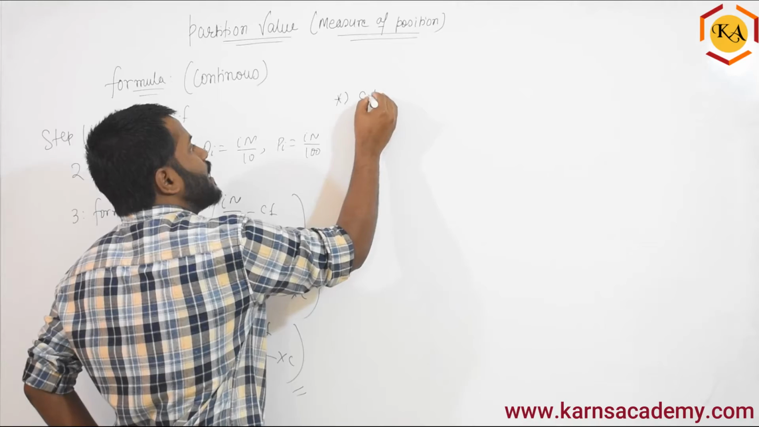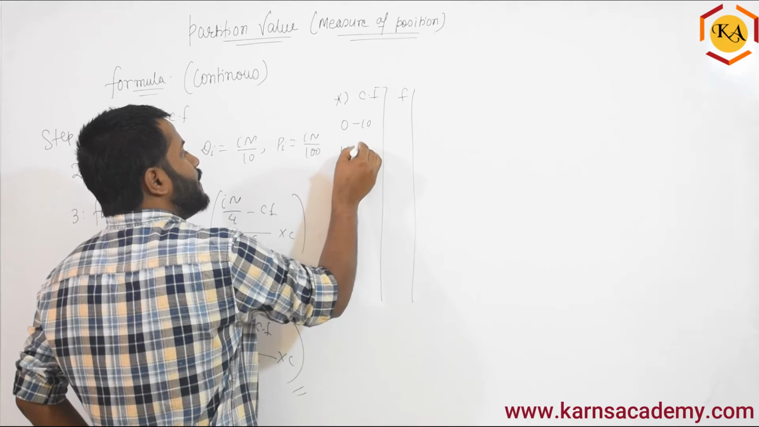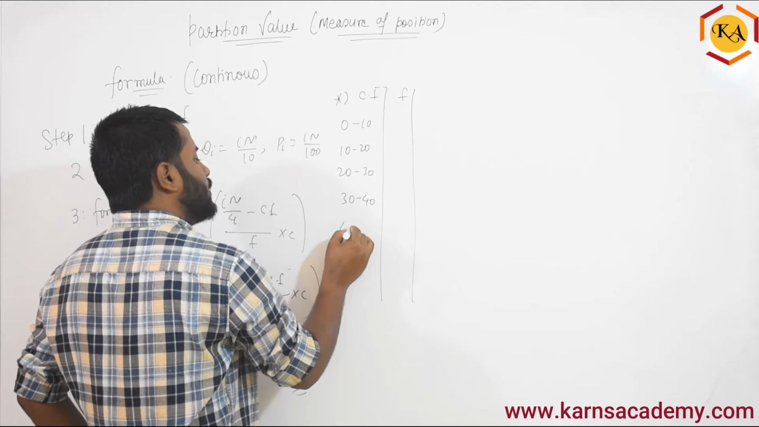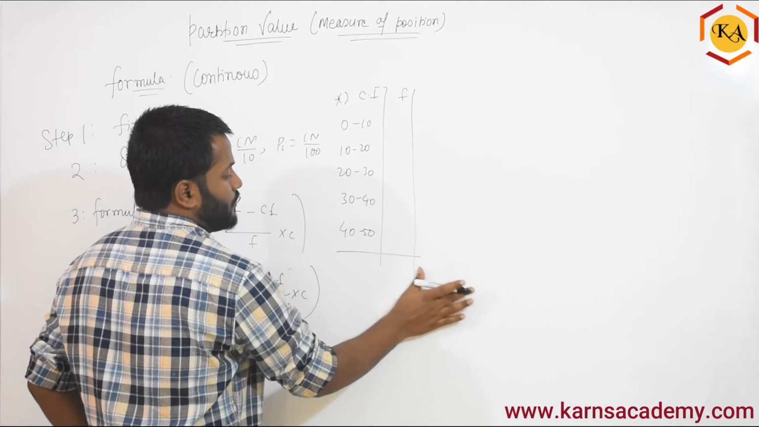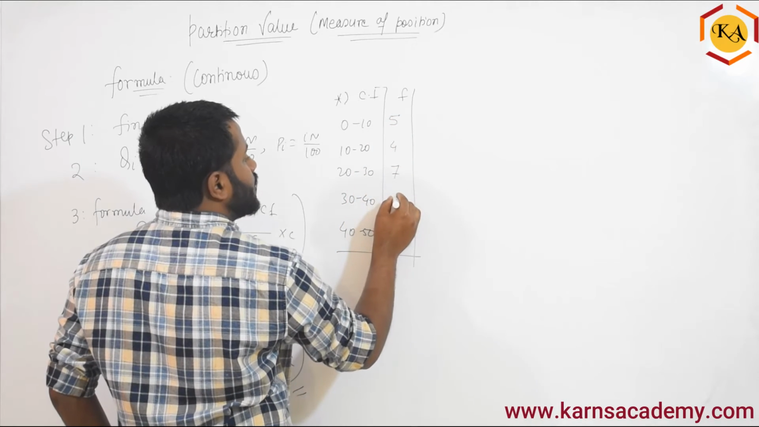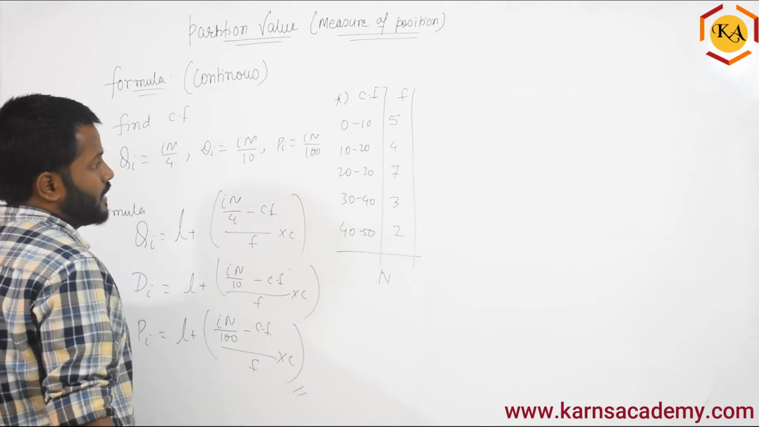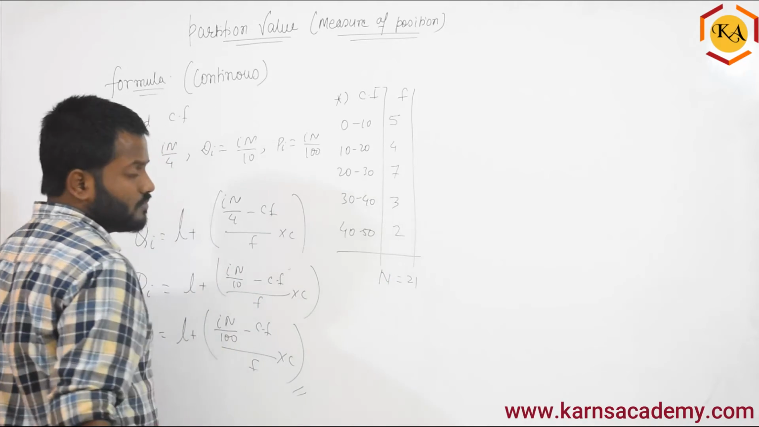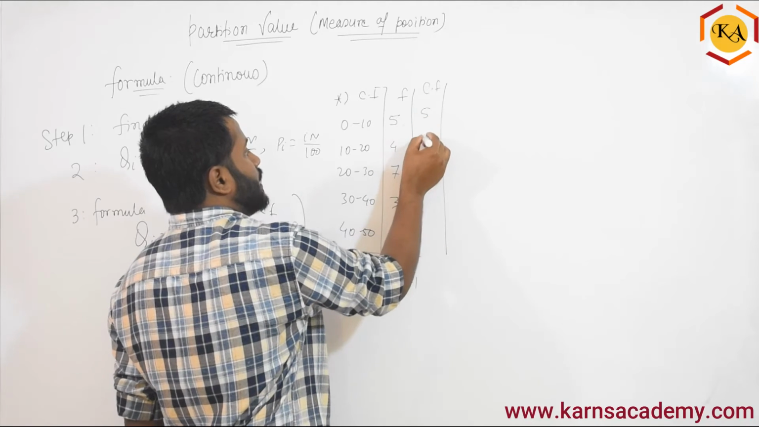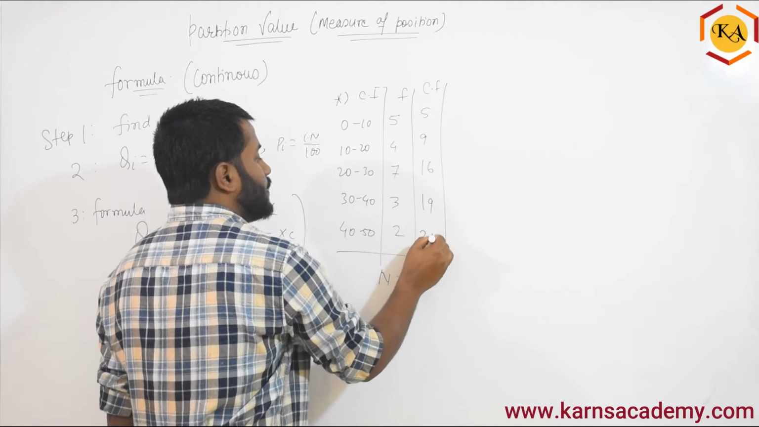So assume that they have given class interval and also they have given the frequency. So class interval 0 to 10, 10 to 20, 20 to 30, 30 to 40 and 40 to 50. Okay, and the frequency, assume that they have given 5, 4, 7, 3 and 2. So what is your n value? 5 plus 5, 10, 10 plus 11 is nothing but 21. Okay, so first step, of course, you are going to find the CF, which is nothing but 5, 9, 16, 19 and 21, right?